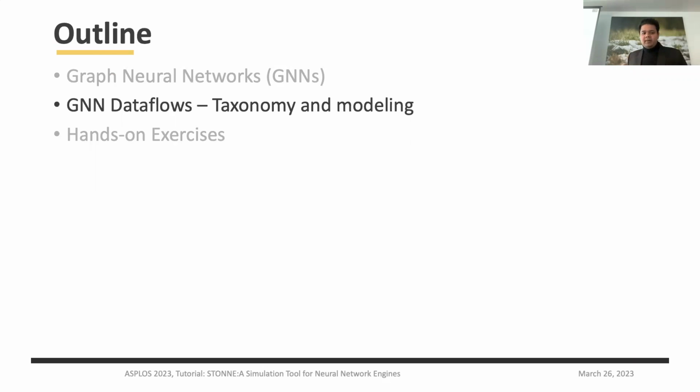To this end, we basically propose a taxonomy to classify the graph neural network data flows, and we also propose our simulator, which is an extension of STONNE, called OMEGA, to model these GNN data flows.